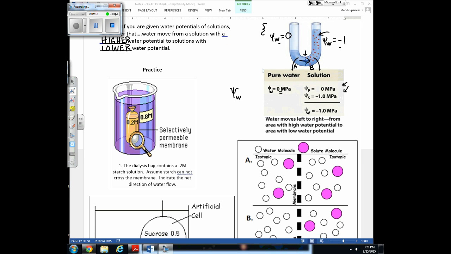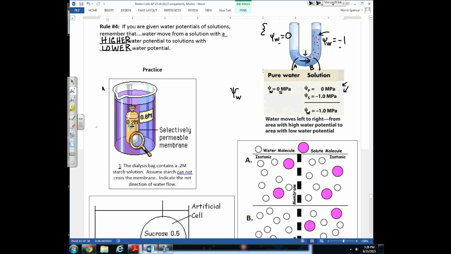So now I want to work through some different examples where you can choose which of these rules to apply to determine the direction that water is going to move. So in the first example, this diagram right here, number 1 says the dialysis bag contains a 0.2 molar starch solution. Assume starch cannot cross the membrane, indicate the net direction of water flow. This is really similar to the beaker that we just drew on the previous page.